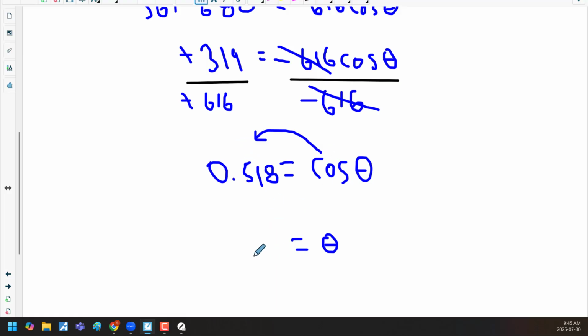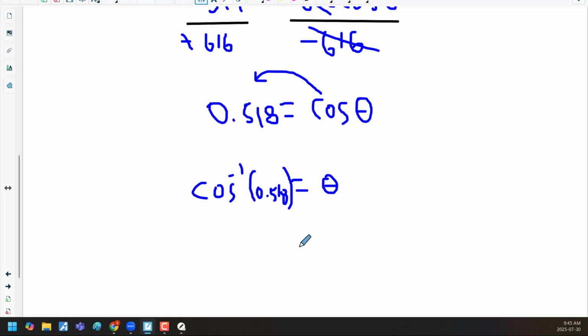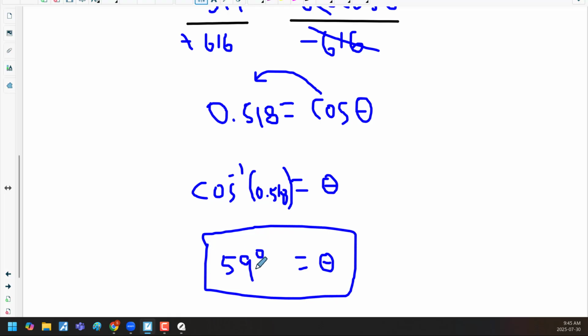So now we're going to take cos minus 1 of 0.518. And then you just do that in your calculator. So what is that? 0.518 shift cos. And you should get 58.8 degrees. I'm just going to round up to 59 degrees. So my unknown angle is 59 degrees. That's the answer.